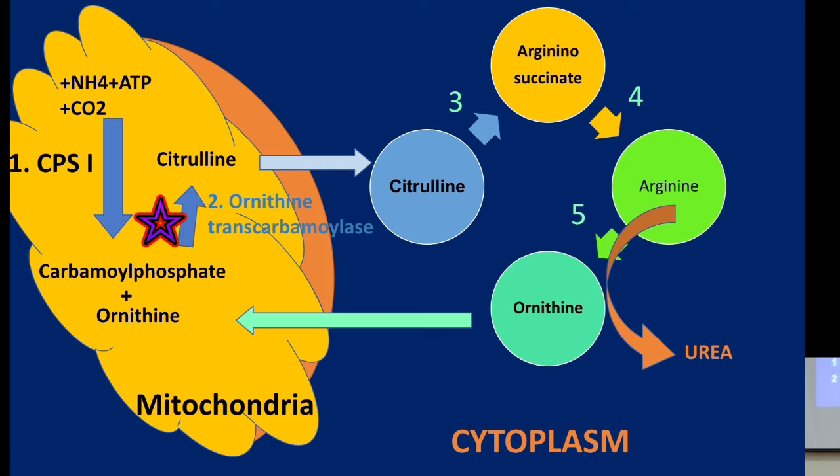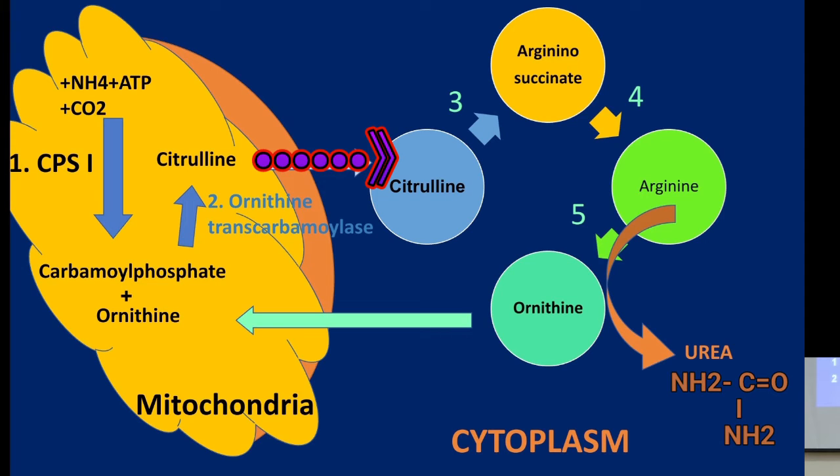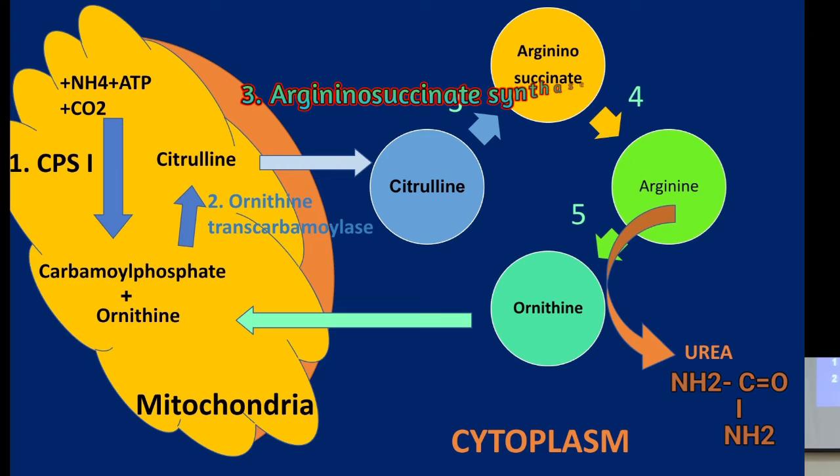Citrulline is now transported to the cytosol. In the cytosol, it condenses with aspartate. Aspartate is incorporated into citrulline to give you argininosuccinate. The enzyme is argininosuccinate synthase. So aspartate is the second source of nitrogen. Those are the only two things that can get into the urea cycle, either ammonia or nitrogen in the form of aspartate. No other forms of nitrogen can enter the urea cycle. Okay?